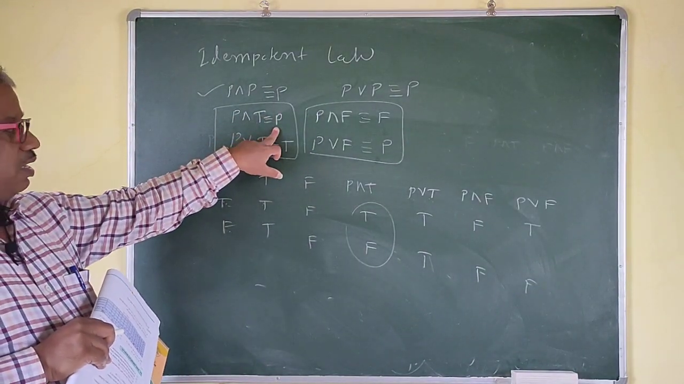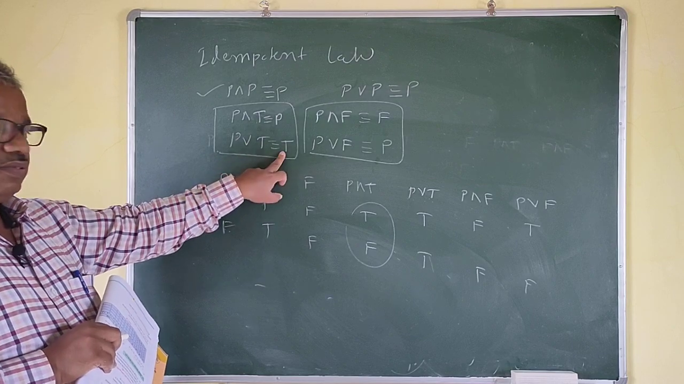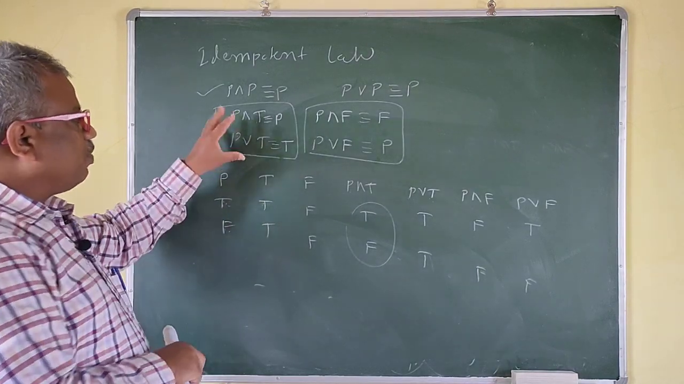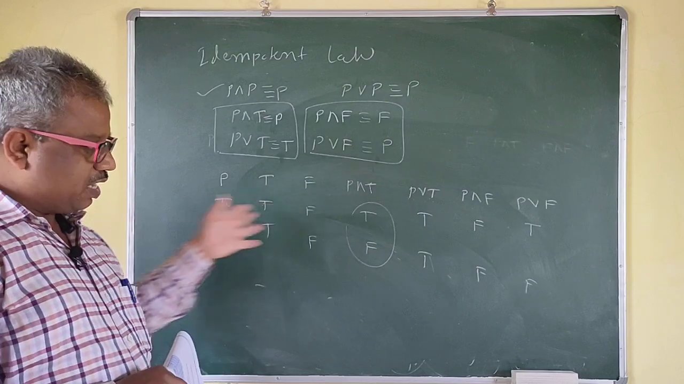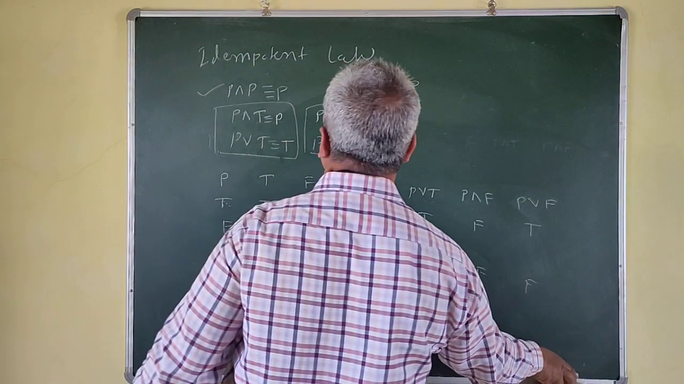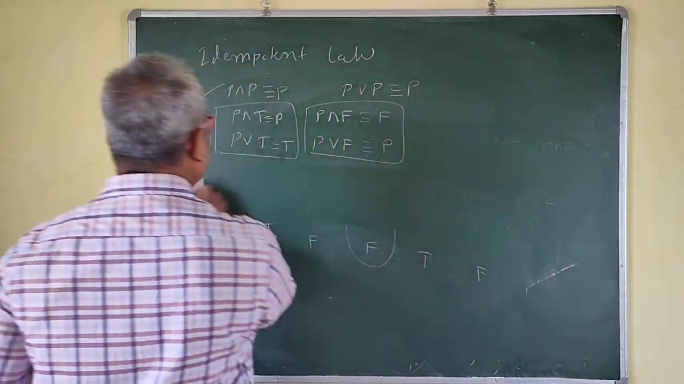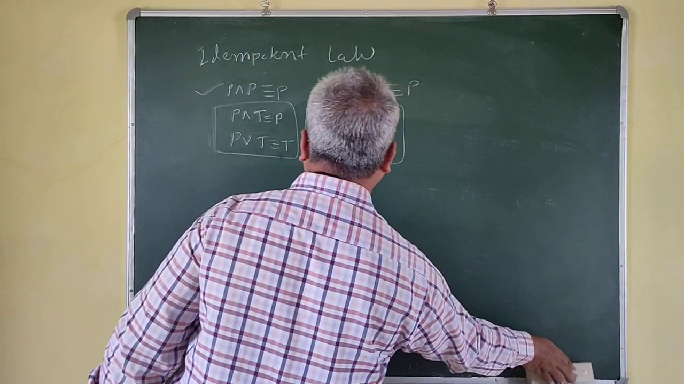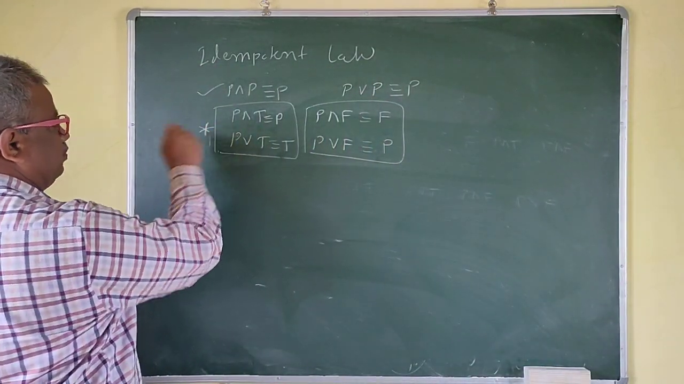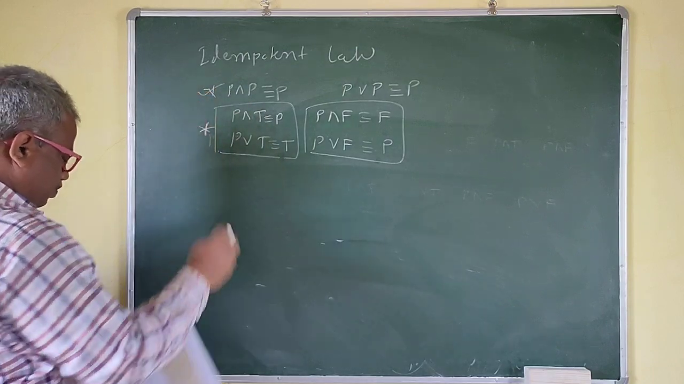P and T is P. P or T is T now. Okay, so if you forget this, just verify with the help of this now, right? So this is also a very important rule. You should remember this.